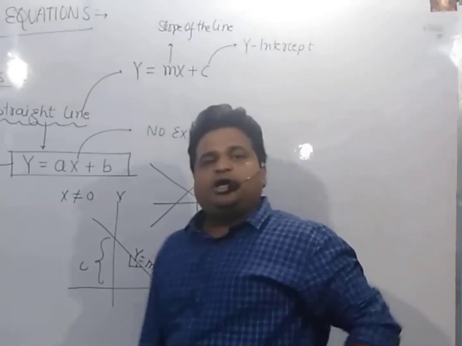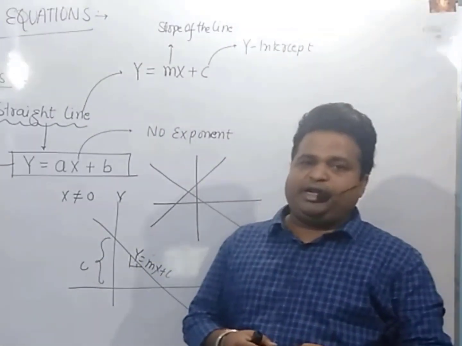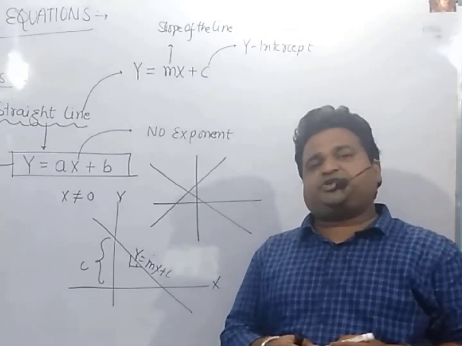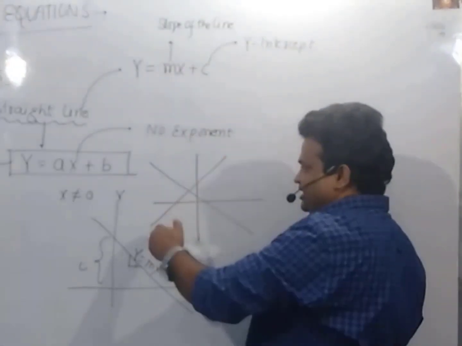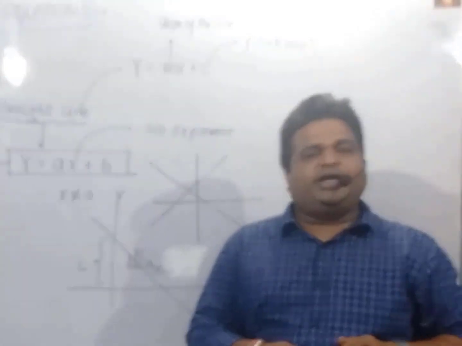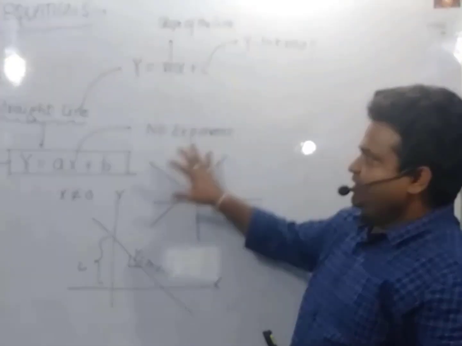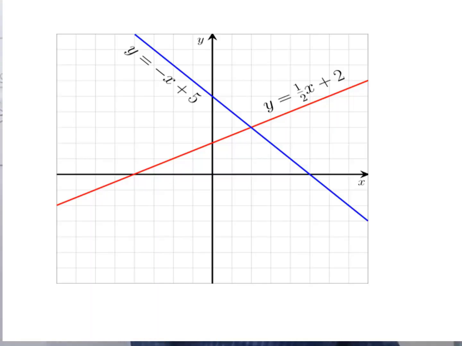So in this case, again I am repeating, a linear equation is an equation between two variables that gives a straight line when plotted on a graph. This is the basic definition of linear equation, as well as one example.